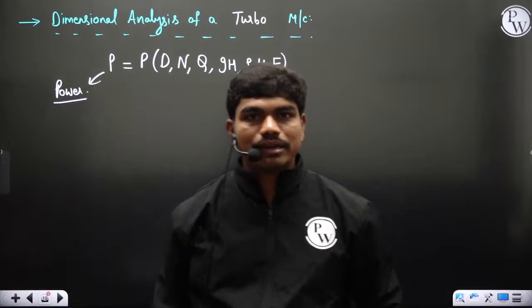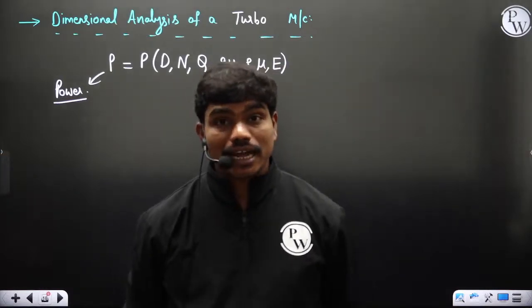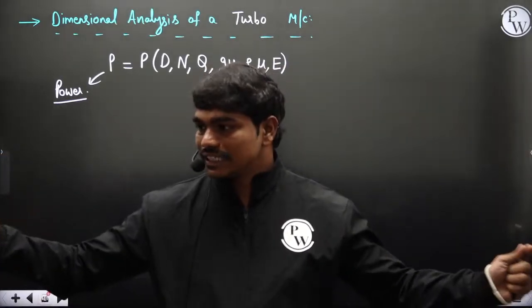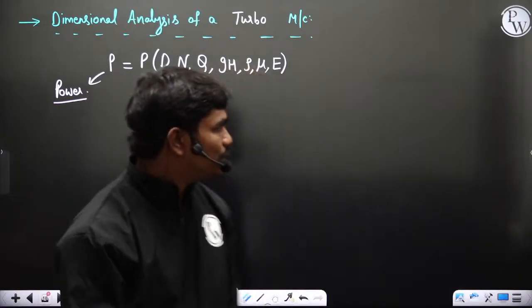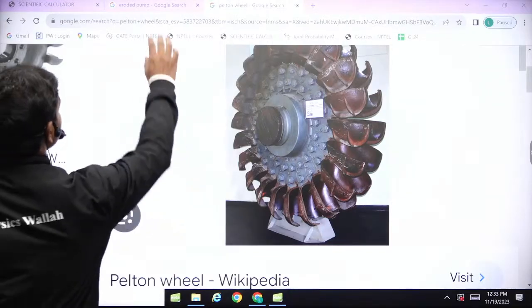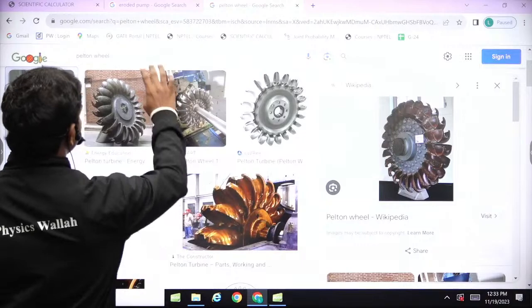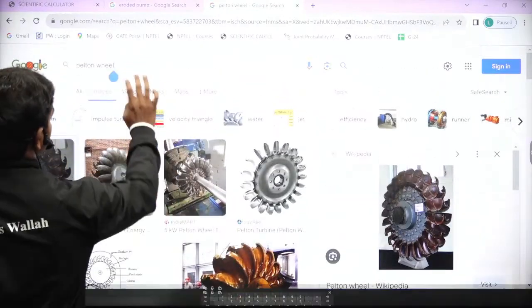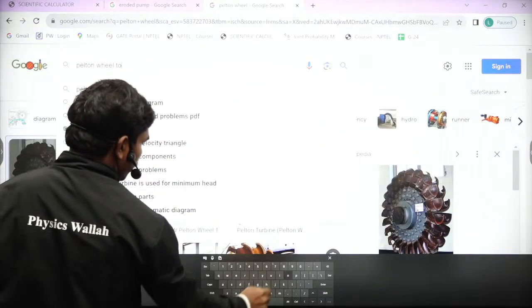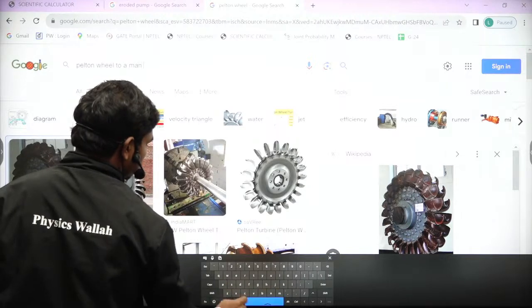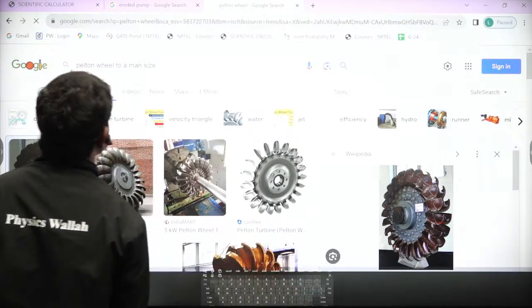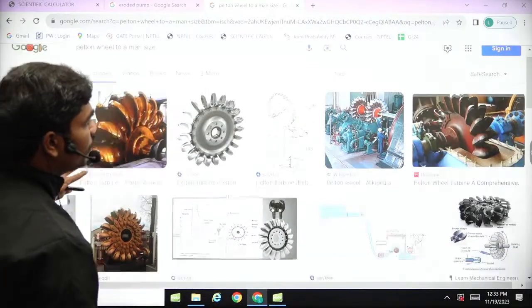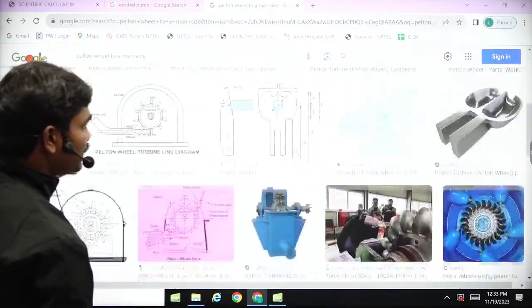Normally, do you know what the diameters of Pelton wheels are? Some are 200 meters in diameter. So they are very big, massive structures. I can maybe show you in industries, a Pelton wheel of man size. There are some figures, I don't know whether I can get them correctly, but normally Pelton wheels are very massive structures in the actual case.